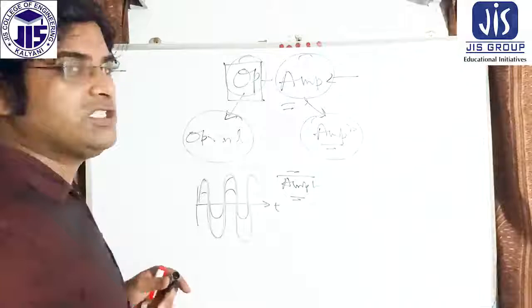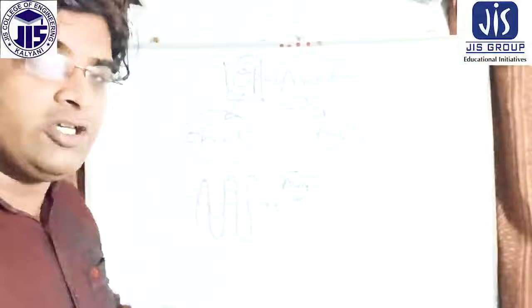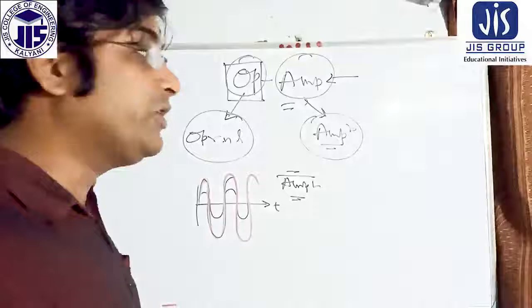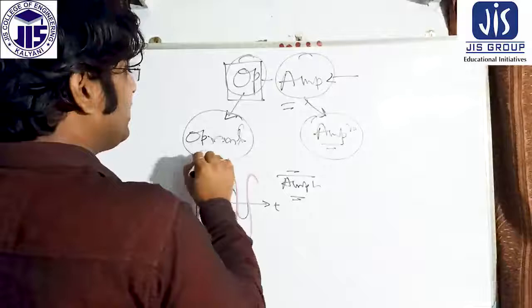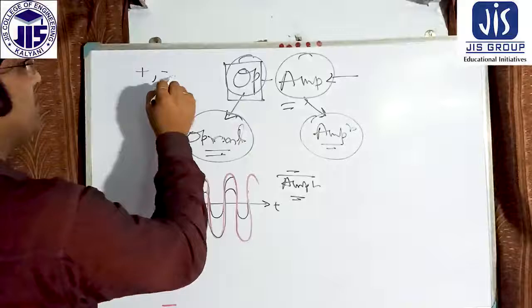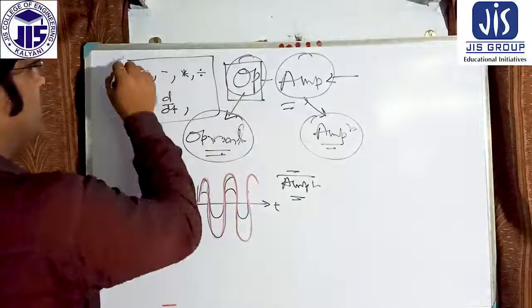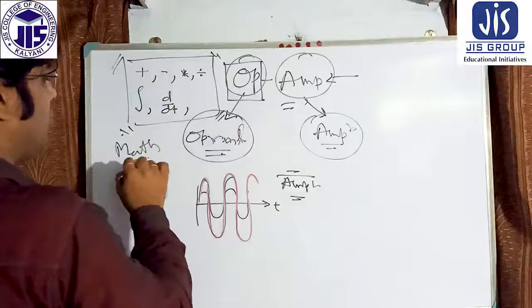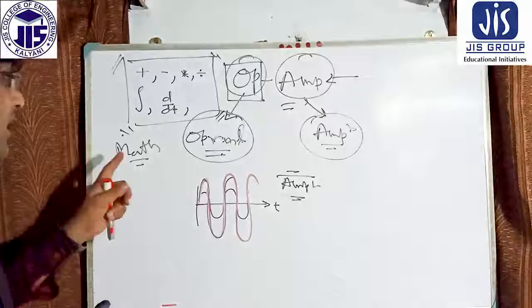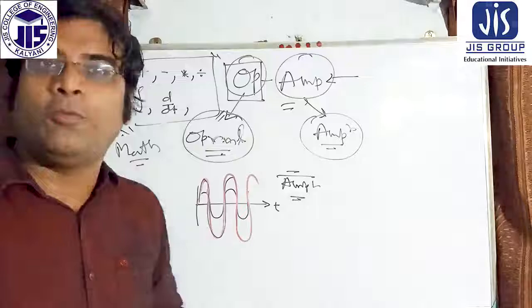The operational amplifier is a special type of amplifier which is able to perform some operations. What kinds of operations? Additions, subtractions, multiplications, divisions, integration, differentiations. Several mathematical operations like this can be done by this operational amplifier. That's why it is called the operational amplifier. So this is the introductory part of the operational amplifier.